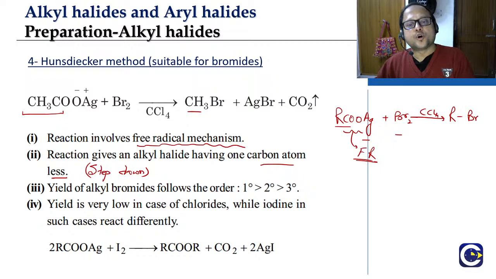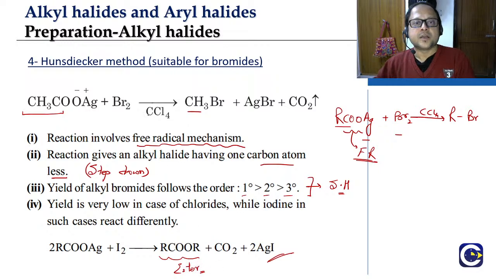And generally you'll always get that the alkyl bromides that are being formed are in this order, which indicates somehow steric hindrance is also playing its role, right? And with iodine you get something different, so you end up getting an ester. So this is how your Hunsdiecker reaction takes place, right? Please feel free to ask any question that you have got.